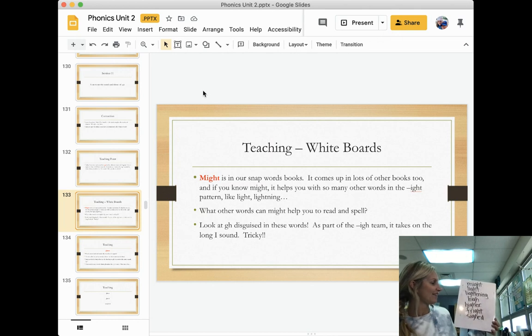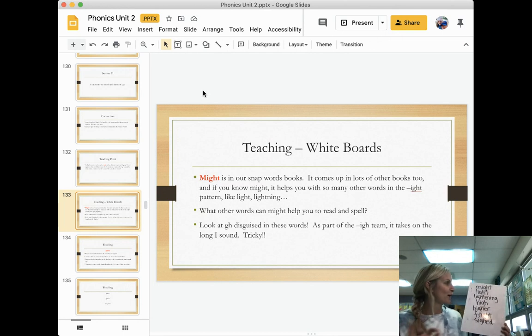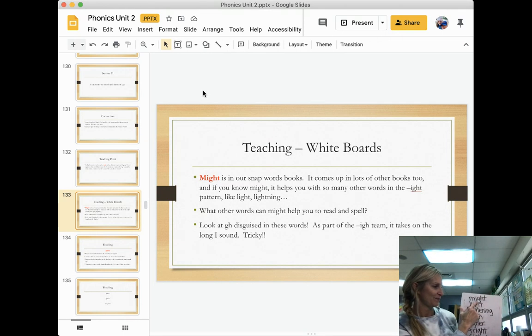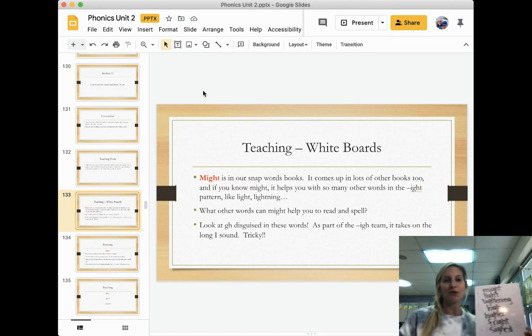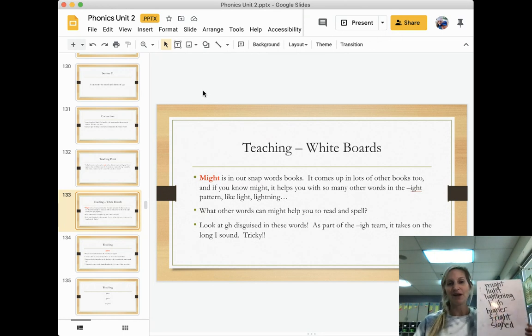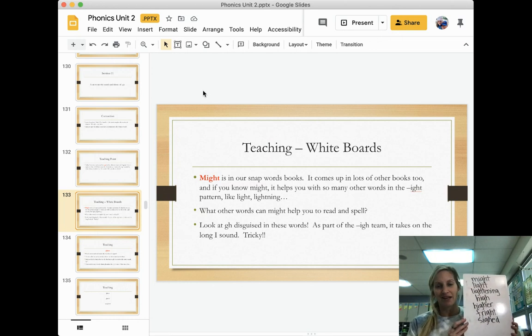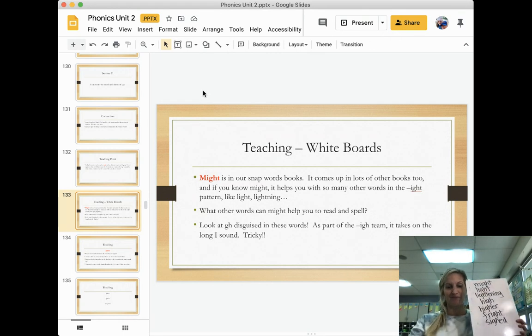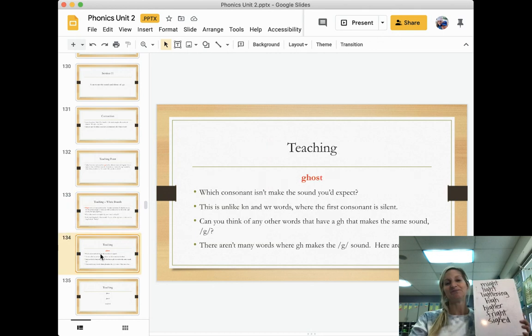And they all could really help you if you knew how to spell the word might. So remember, if you can start with the word might, that could be a really good starter for you to start with the IGH or even the IGHT pattern. It can be really tricky, but if you have part of that IGH team, that can help you with that. All right?